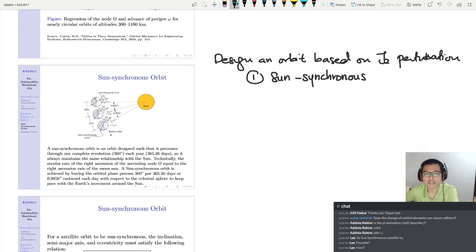That means if the argument of perigee changes, that is, if the node regression is going to change, it will change consistently with respect to the sun. Now, why is this important?